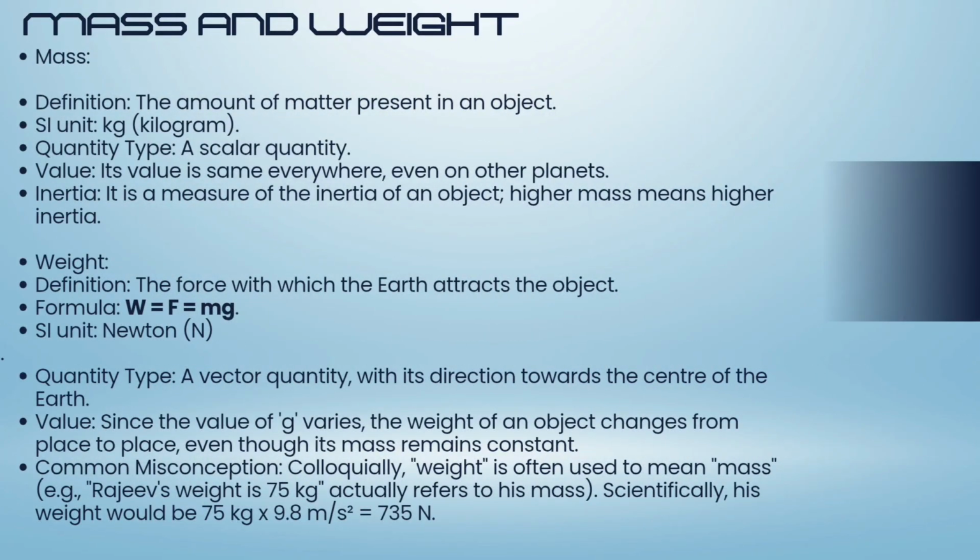Mass is the amount of matter in an object and stays constant everywhere. Weight is the force of gravity on an object and is calculated by W equals mg. Since g varies, so does weight. People often confuse mass and weight, but scientifically, they are not the same.